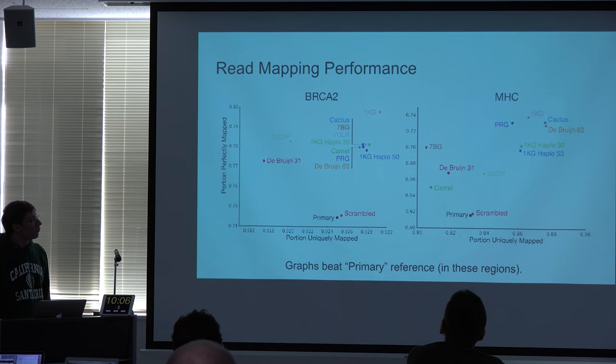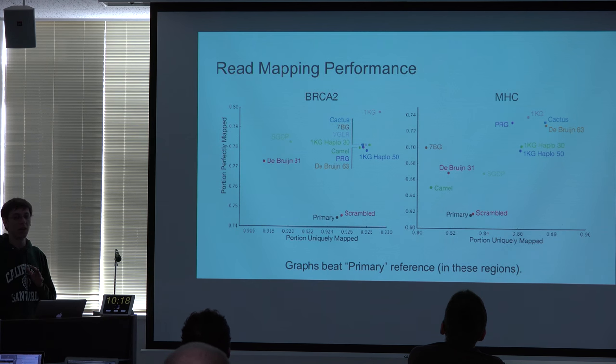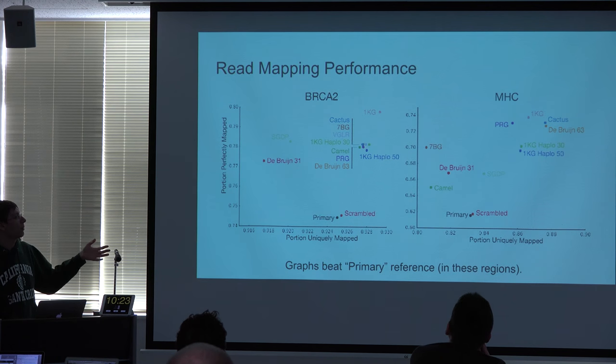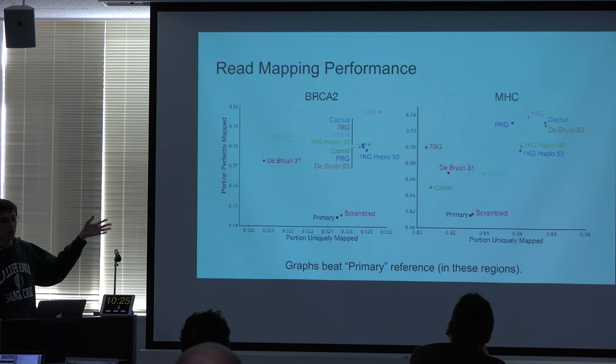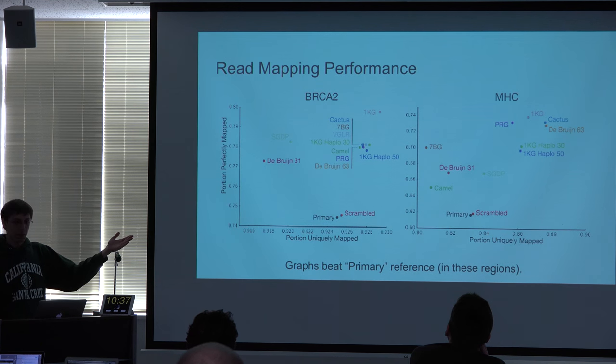So we went and evaluated these graphs. One of the evaluations was to map reads to the graphs and then look at the mapped reads and evaluate how good the mappings were, just based on how much mapping we had. Among the different metrics, the ones we picked for our scatter plot were the portion of reads mapped perfectly into the graph with no differences at all, no insertions, deletions, or edits, and then the portion of reads that were mapped uniquely. And we're using VG to do all the mapping.